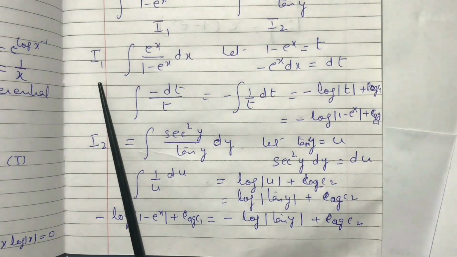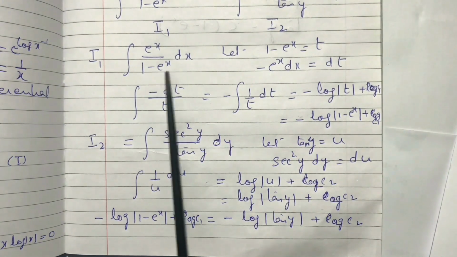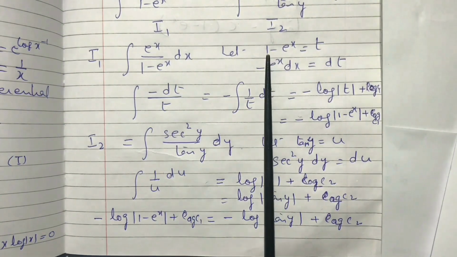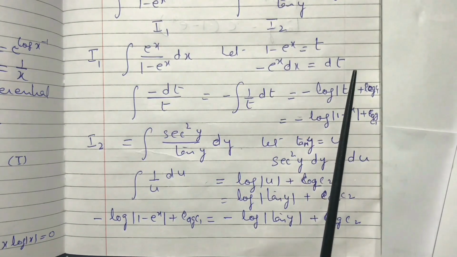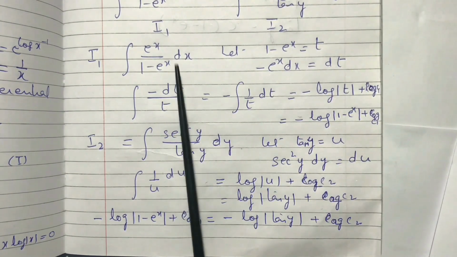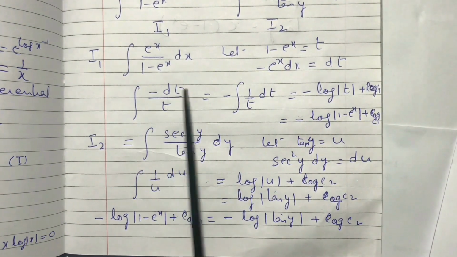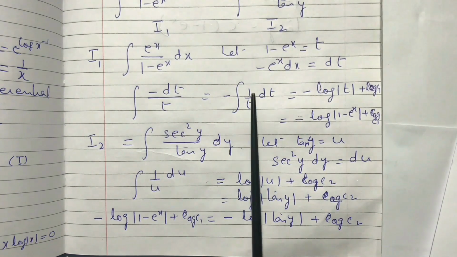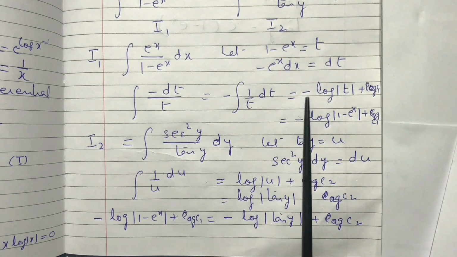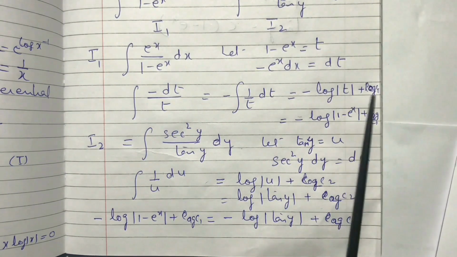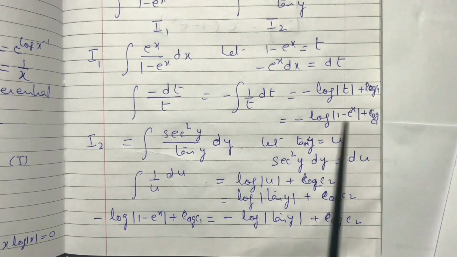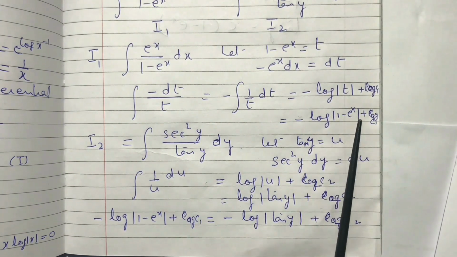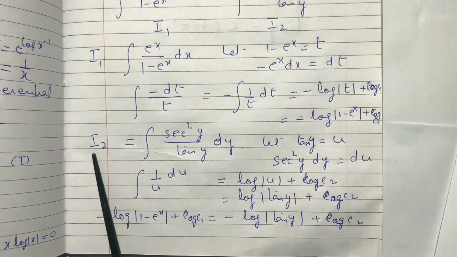First I have solved this I1. e^x upon 1 minus e^x dx. Take 1 minus e^x as t, then minus e raised to power x dx is equal to dt. Substitute these values. I have minus dt upon t. It means minus integrate 1 by t dt. This is equal to minus log mod t plus log c1. So this is equal to minus log 1 minus e raised to power x plus log c.